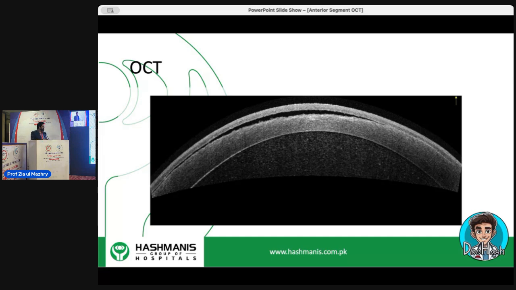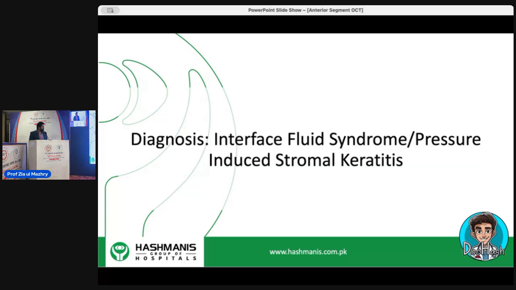So this person repeated measurements पे normal आएगा, but we had to stop steroids and start anti-glaucoma therapy with oral anti-glaucoma therapy as well to get this guy to become normal. So एक महीने से basically glaucoma, high glaucoma है, but he wasn't recognized as glaucoma. So interface fluid syndrome या इसका जो पुराना नाम था pressure induced stromal keratitis.